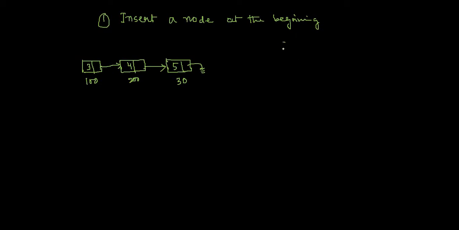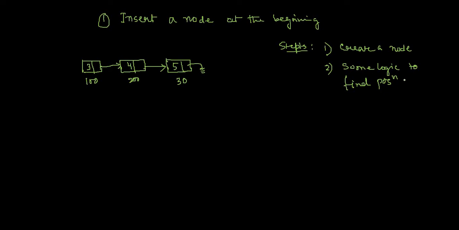Just like so. That means somehow you have to create a node. What are the steps? The first step is that you have to create a node. And you have to obviously put some value within the node. That's a very trivial thing. Now, after creating, what to do? Some logic is required to find the position, right? And this position right now is equal to 1 because it is inserted at the beginning.